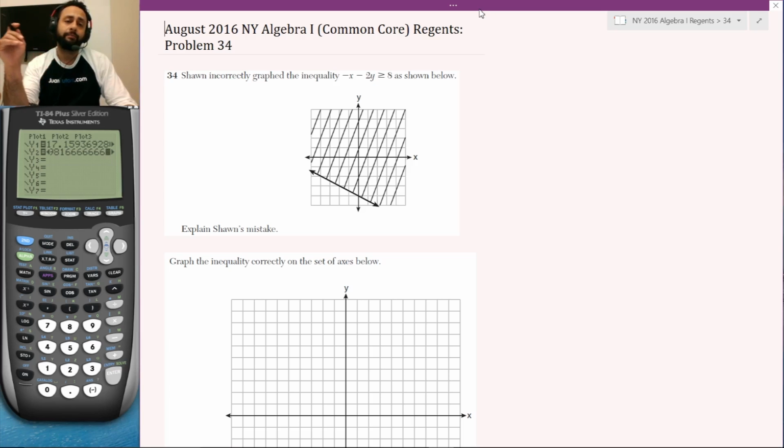So here's the problem. Sean incorrectly graphed the inequality negative x minus 2y is greater than or equal to 8, as shown below. Explain Sean's mistake, and then graph the inequality correctly on the set of axes below. Now, there are quite a few mistakes that he could have possibly made.